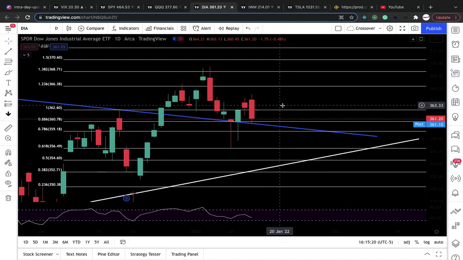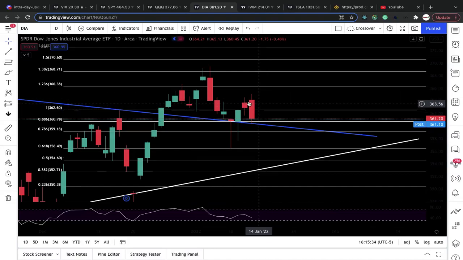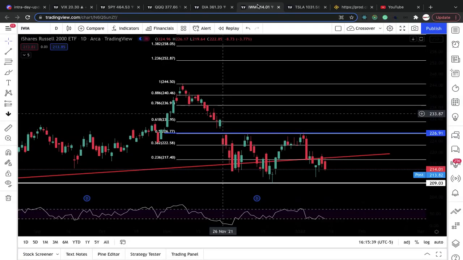Let the price action guide you. You feel me? But above 360.3, bulls have a chance still. They need to rally from this level and get back above 362.6 because they keep losing it. They're failing to hold it. Not a good sign for the bulls right now.